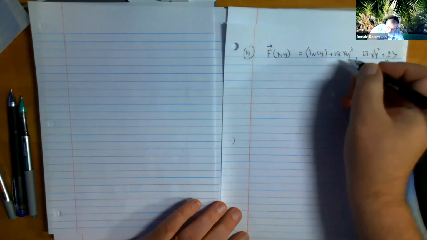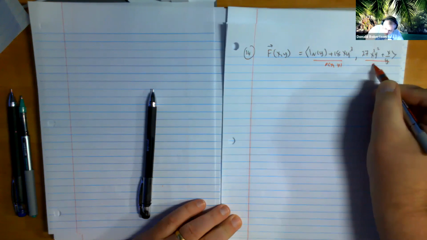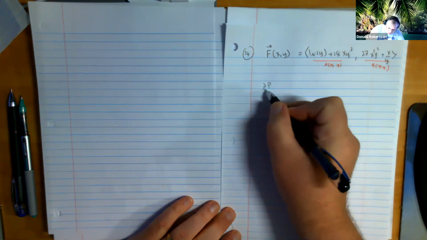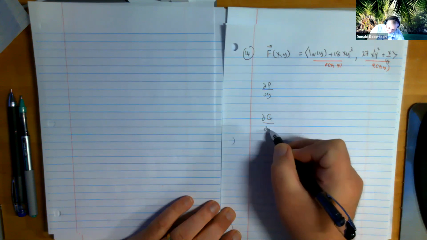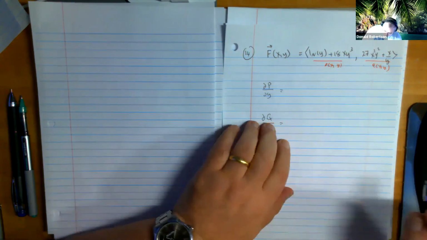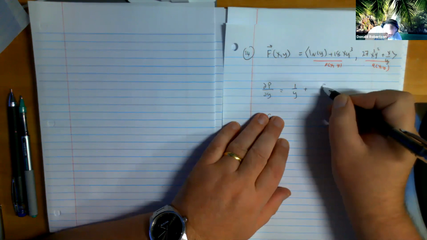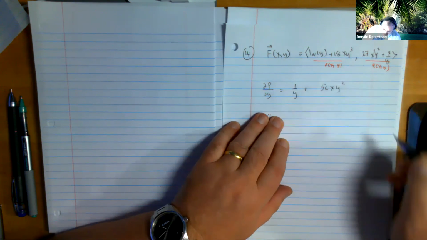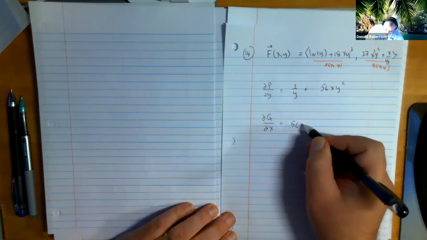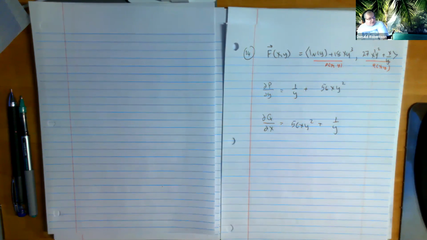So let's check it. Give it some letters. Right, isn't that your P of x, y? Isn't that your Q of x, y? So if I do a partial derivative of this guy with respect to y, and I do a partial derivative of the second one with respect to x, they better be the same. With respect to y, you get 1 over y. And if you differentiate this with respect to y, you get a power rule, and you get 56xy squared. If you take this guy and differentiate him with respect to x, you get 56xy squared. And if you differentiate this guy with respect to x, good news, it is a conservative field.